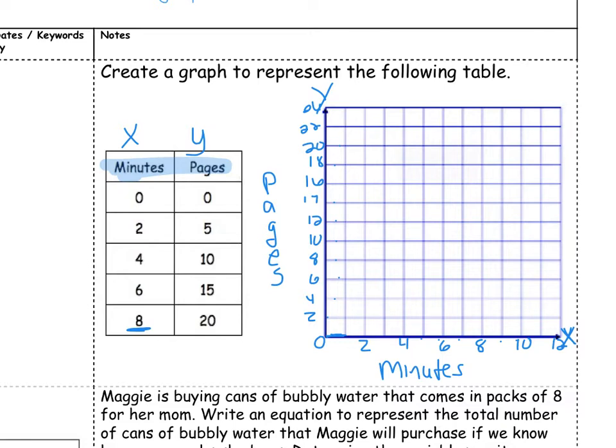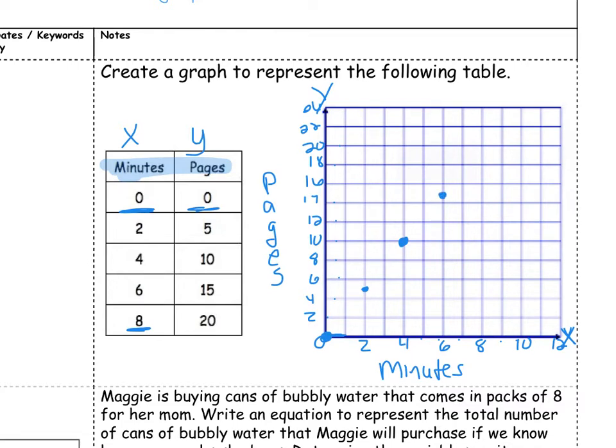All right, so this is how far we're going over. We're going over 0 minutes. There's 0 pages. So I'm going to put my plot point there. At 2 minutes, there were 5 pages. So it's going to be right in between that 4 and the 6. At 4 minutes, there were 10 pages. I'm going over 4, up 10. At 6, there was 15. So again, right between that 14 and the 16.